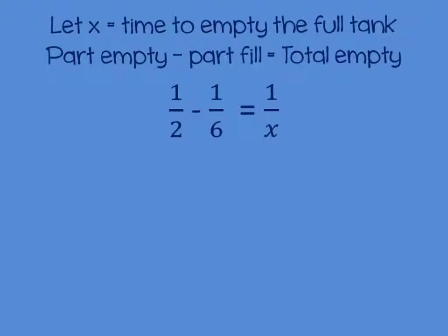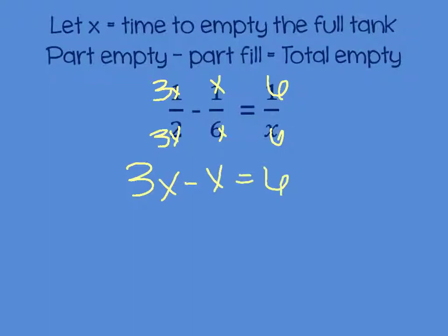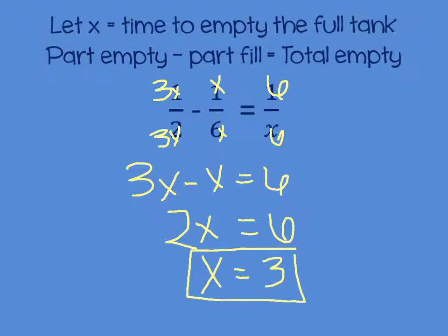So what we're going to do is find our common denominator again. We can see that 2 will go into 6, and then we have x. So we'd multiply this one by 3x, this one by x, this one by 6. So on top, 3x, x, and 6. So rewrite our numerators. 3x minus x is equal to 6. 3x minus x is 2x, equals 6. Divide by 2. x is equal to 3. It would take 3 hours to empty that full tank.